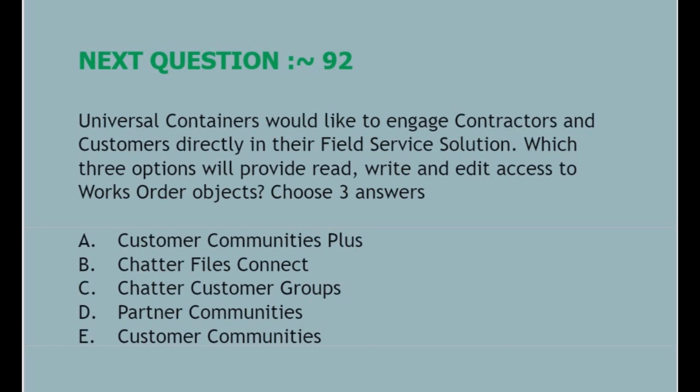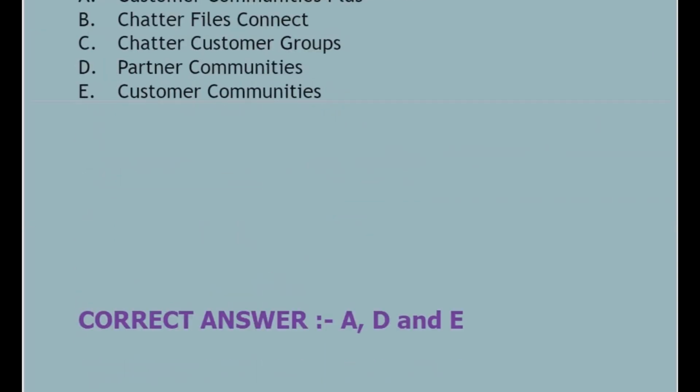Option A, Customer Communities Plus. Option B, Chatter Files Connect. Option C, Chatter Customer Groups. Option D, Partner Communities. Option E, Customer Communities. Correct answer is option A, D, and option E.